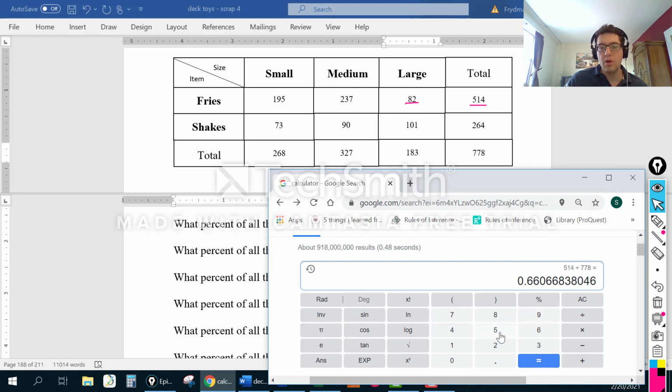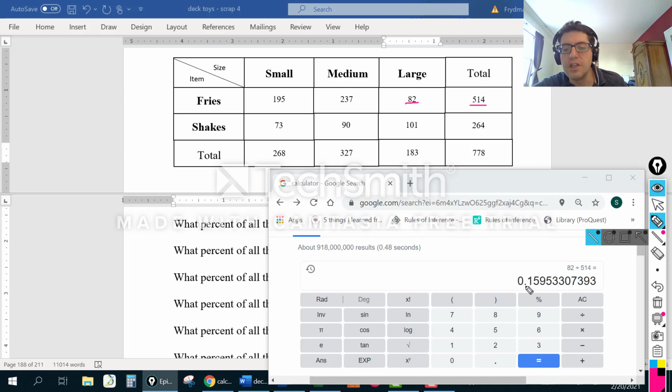Okay, so we're going to do 82 divided by 514, which is 0.159 and so on. What we're going to do here is move this 2 spaces to the right, 1, 2. So the new decimal point is over here. This is in the 10th place. Again, let's round all of these to the nearest 10th of a percent. The next digit over is a 5, which means this has to get bumped up by 1.